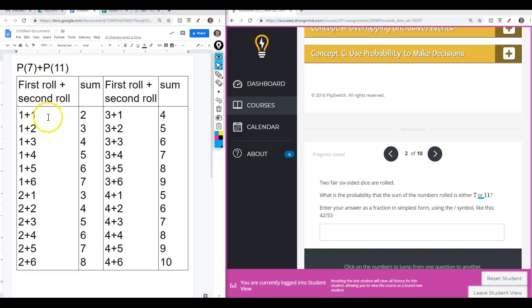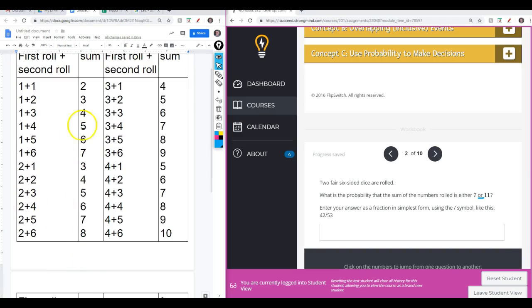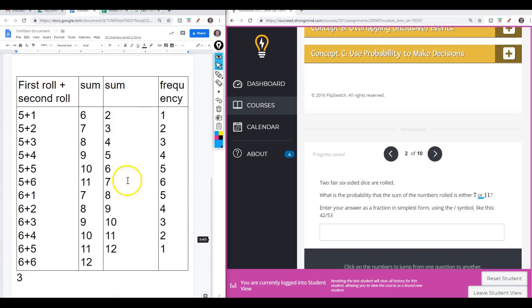So on this, I went through and I just wrote out the first roll plus the second roll. So on the first roll, you rolled a 1. On the second roll, you rolled a 1. So the sum of it would be 2. First roll, you rolled a 1. Second roll, you rolled a 2. Sum of it would be a 3. First roll, you rolled a 1. Second roll, you rolled a 3. Sum would be 4. So I went through and just created this document.